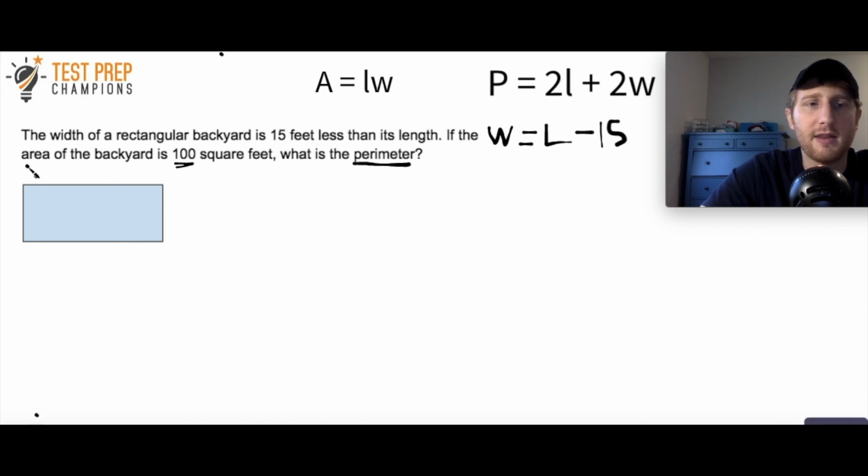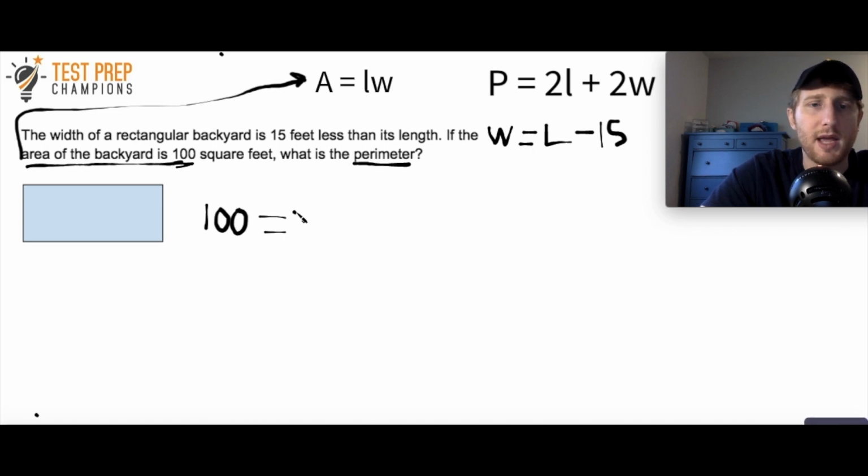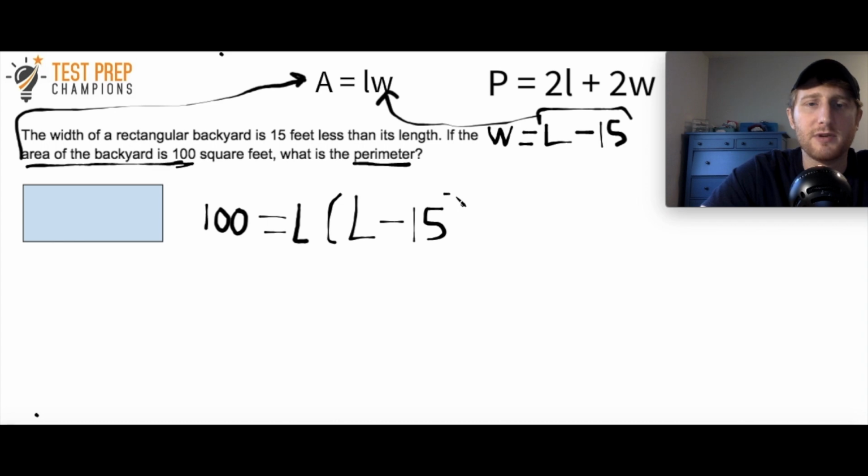All right, so the fact that this area was given to us is our clue that we want to do something with this area formula. So what I'm going to do first is take this 100 and substitute it into the area formula for A, because we know that the area is 100 square feet. And I know that the area equals length times width, and I don't know what the length is. And I don't know what the width is either, but I do know that the width equals L minus 15. So I'm going to come into my area formula and replace this W with L minus 15. Okay, so this is my first step here.